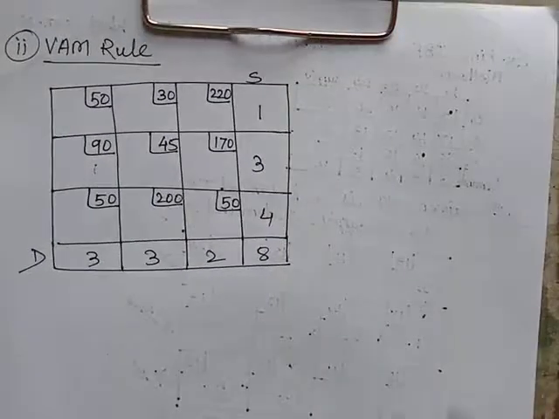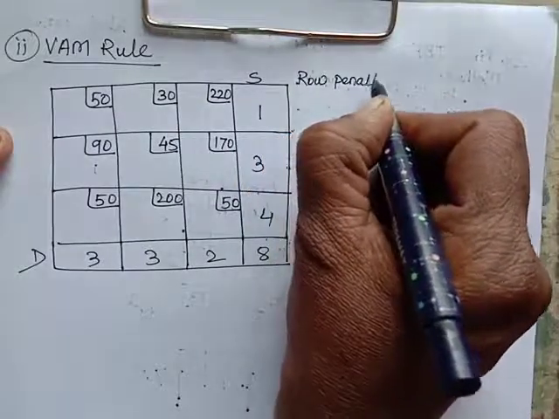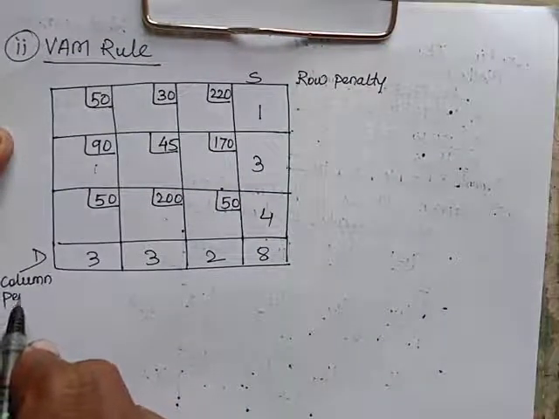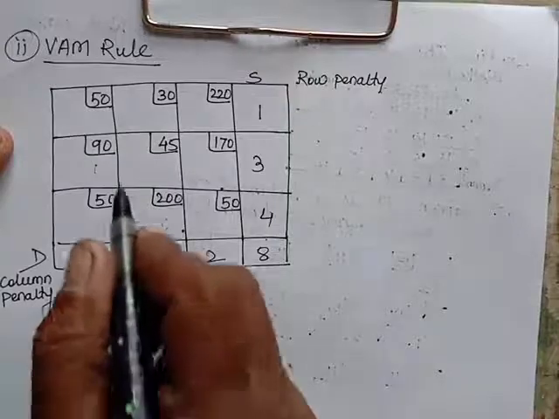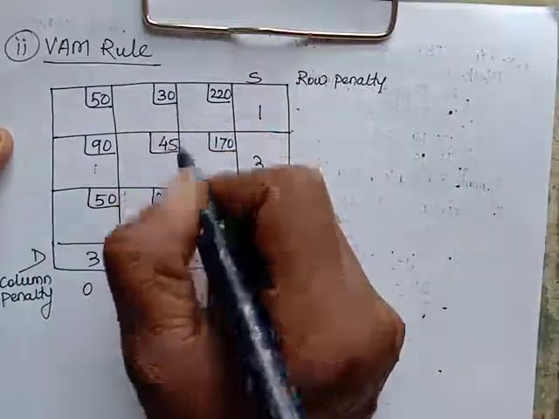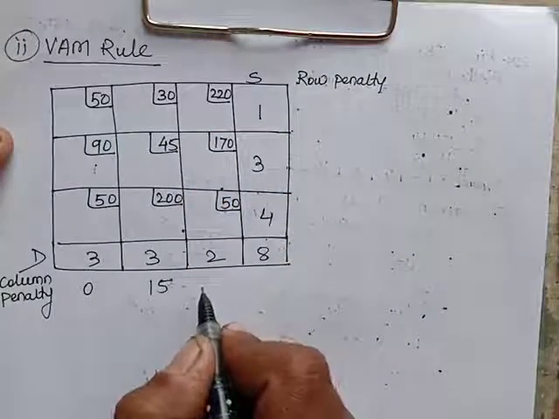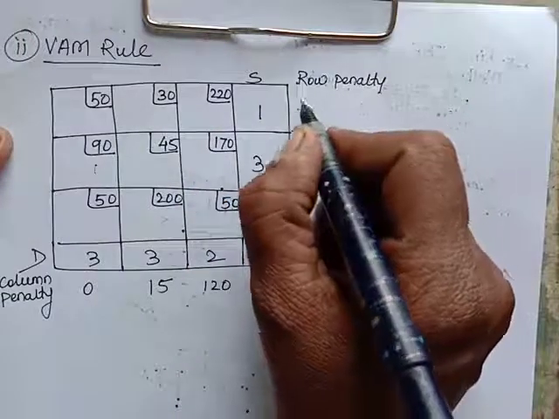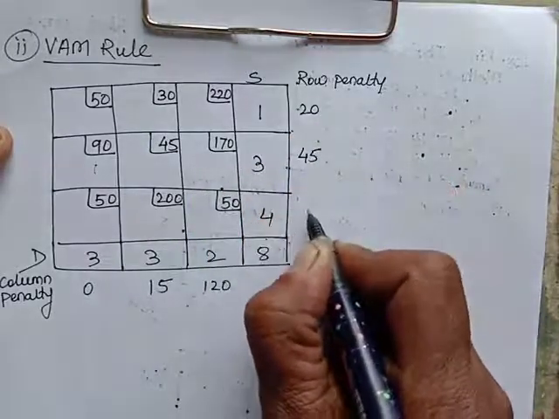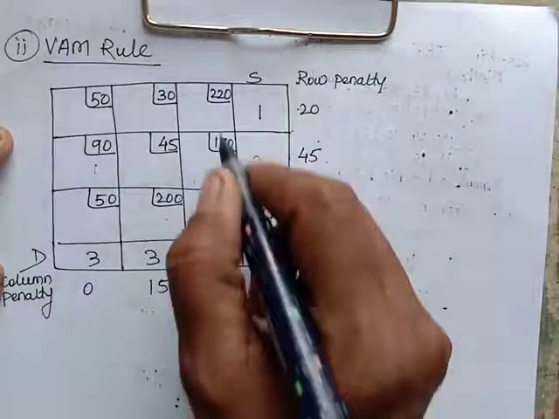So now VAM rule. First of all we have to obtain penalties. So row penalty, column penalty. Here the column penalty is 0, here 15, here it will be 120. Row penalties are 20, then 45 and 0. So highest penalty is 120, so our allocation is in this column with lowest cost.